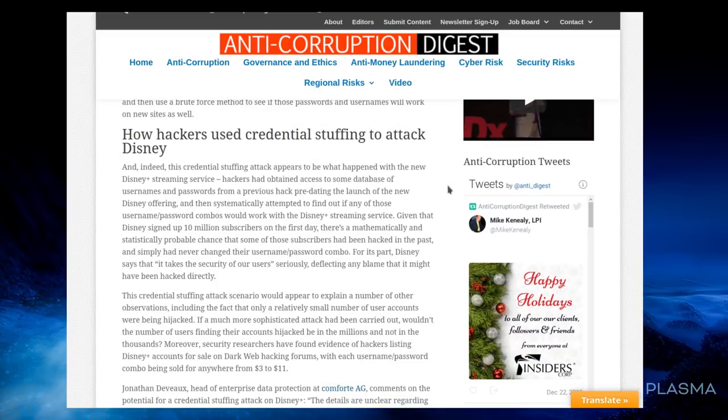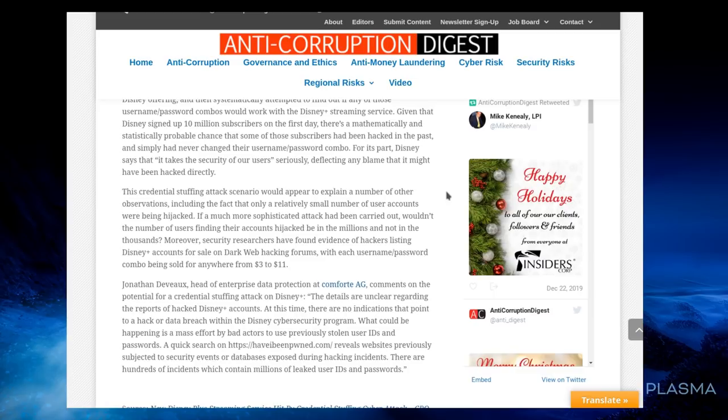Disney signed up 10 million subscribers on the first day, so mathematically there's a statistically probable chance that some of those subscribers had been hacked in the past and simply had never changed their username or password combination. The credential stuffing attack scenario would appear to explain a number of other observations, including the fact that only a relatively small number of user accounts were hijacked. If a much more sophisticated attack had been carried out, wouldn't the number of users finding their accounts hijacked be in the millions, not the thousands?